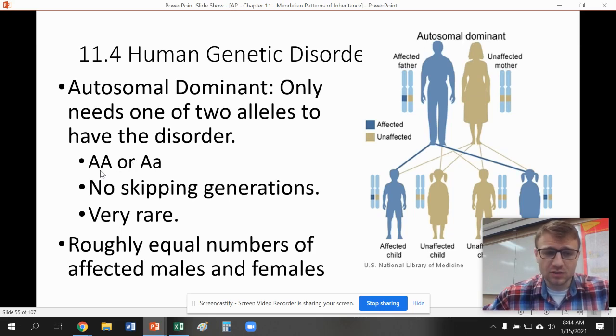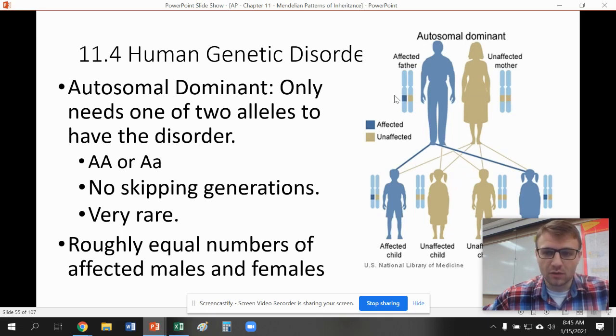So if the disorder you have is dominant, you're going to get it anytime you have that big A. It doesn't skip generations. So if you have it, you have a chance of passing it on to your kids without needing somebody else. You can see here the affected father, half of his kids are going to get that because he's going to pass on one of those two chromosomes. One's affected, one's not. He has a 50-50 shot of having that disorder.